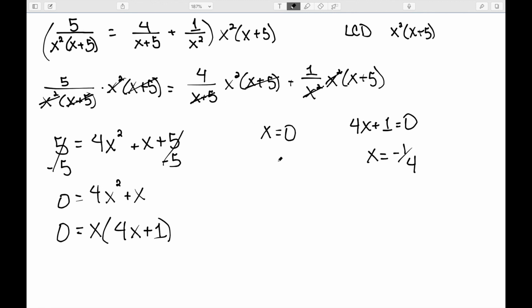So I do need to double check and plug them back in. If I plug in negative 1/4, negative 1/4 squared, not 0. Negative 1/4 plus 5, not 0. So this is a valid solution. However, if I plug in 0, I can see that will result in 0 in the bottom of a fraction. For instance, here I would have 1 over 0 squared, 1 over 0. So that's not a valid solution. We only have one solution here, which is x equal to minus 1/4.